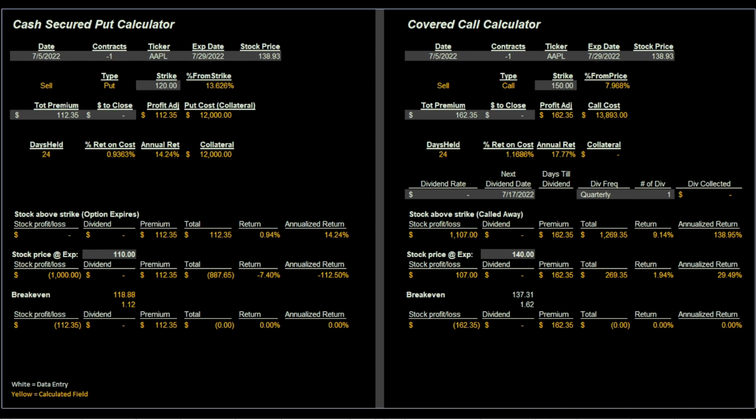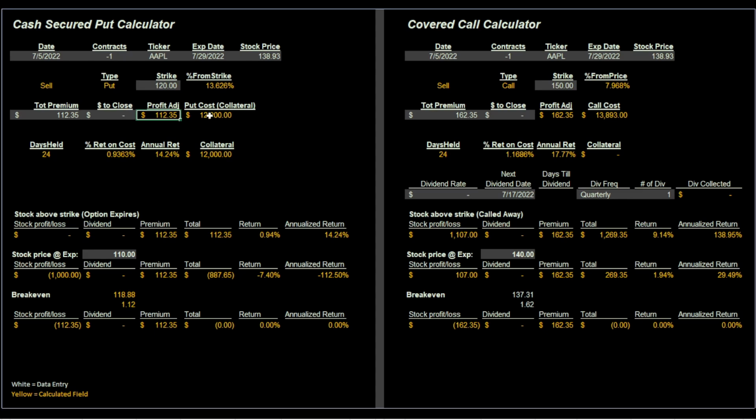Important to understand that. Now, let's say 3 weeks into this trade, you decide you want to close this out. This is where you'd put that information. Let's say it would cost you $10. That would adjust your profit and all your returns down here. But as an initial opening, selling a put, it's going to be $0. It's not going to cost you anything to close it yet. So your profit is $112.35 still.